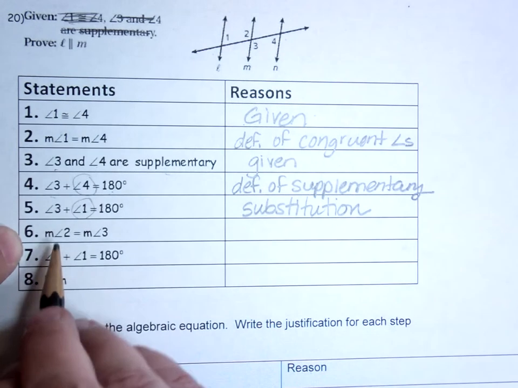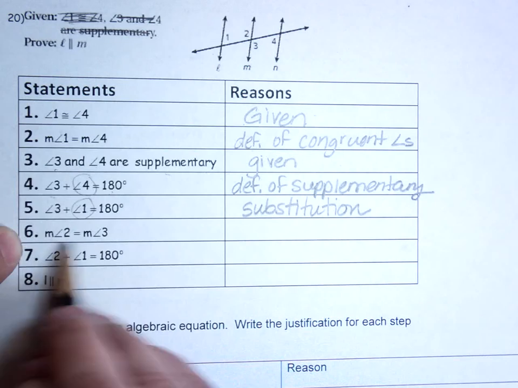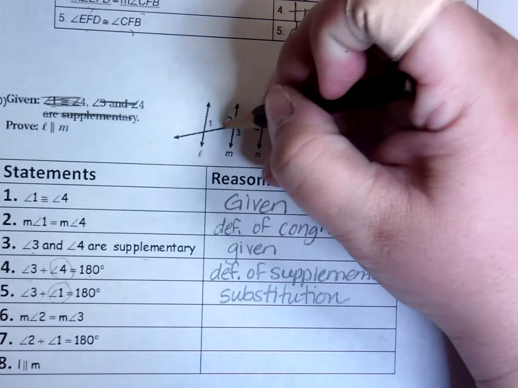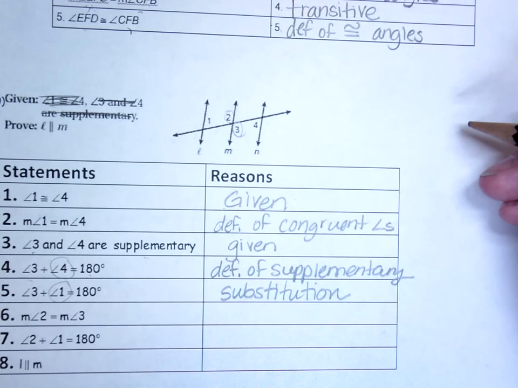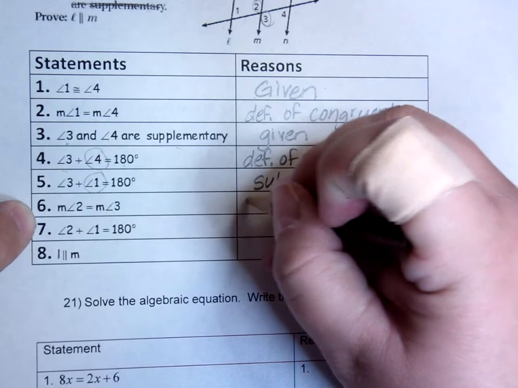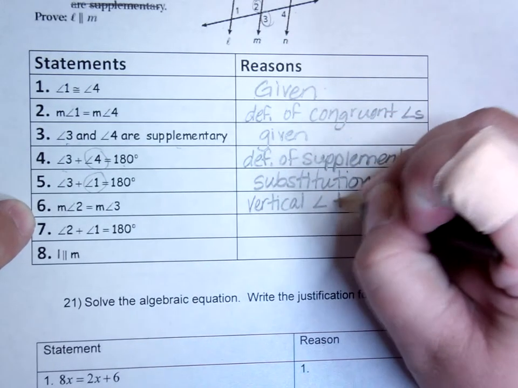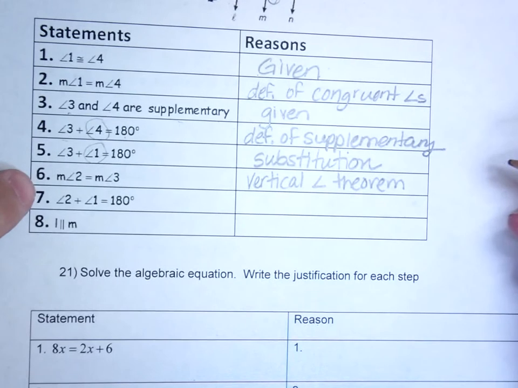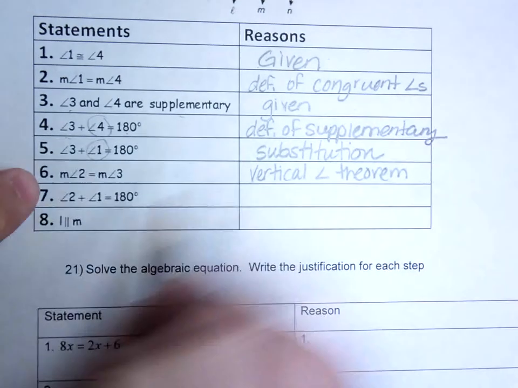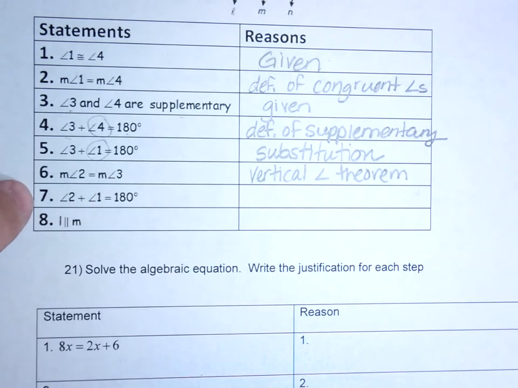Okay, the next is, this doesn't really have much to do at all with number 5. So what I would do is go look at the picture. What kind of angles are 2 and 3? Those are vertical angles. Okay, so vertical angles are always congruent. That's the vertical angle theorem that says that. So vertical angle theorem tells me that vertical angles are always congruent or the same measure. If we were being really picky, I probably would have said congruent first and then changed it to measure.